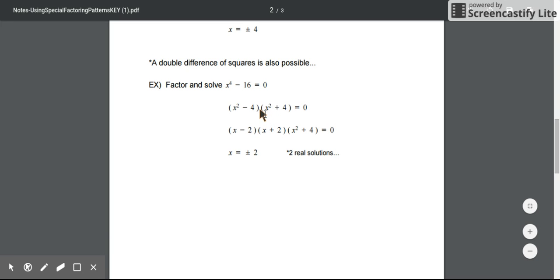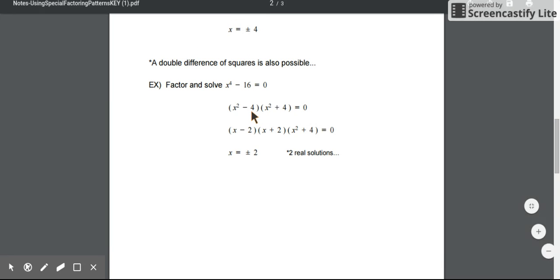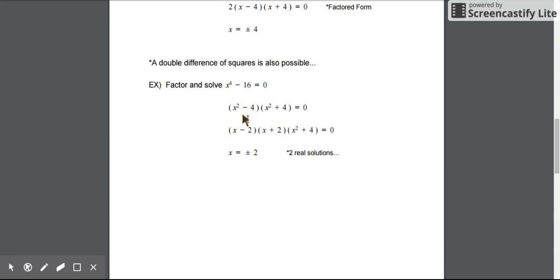And so here is why organizationally we put the binomial that is being subtracted first, because you always want to check and see, is that another difference of squares? And in this case it is. X squared minus 4 is a difference of squares, and we could use our factor pattern one more time to factor that binomial. So factoring x squared minus 4 gives us x minus 2 times x plus 2. X squared plus 4 didn't go away or disappear, it's still there.